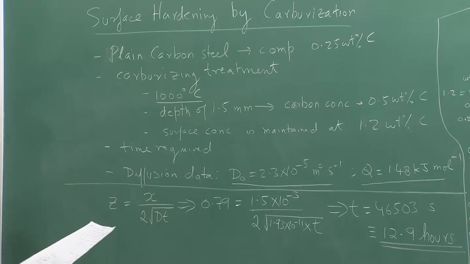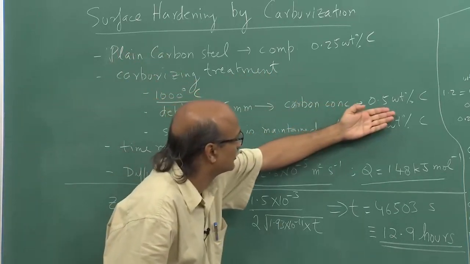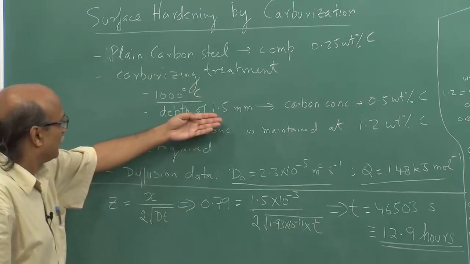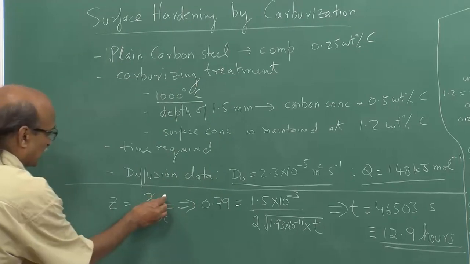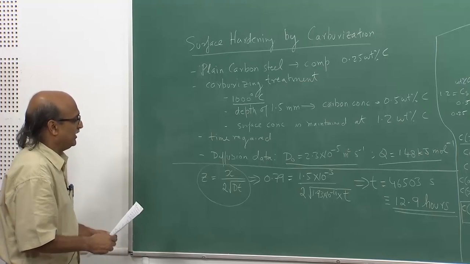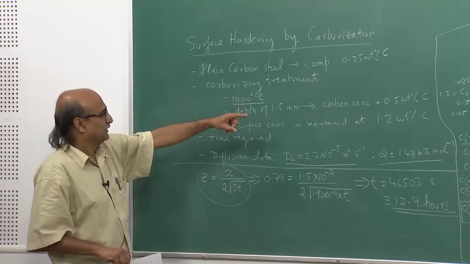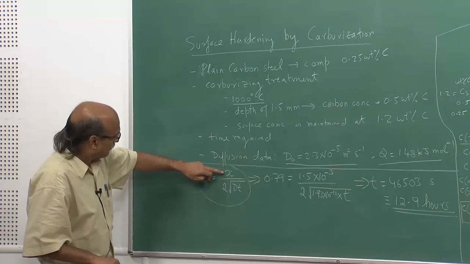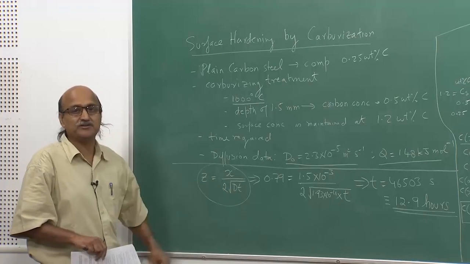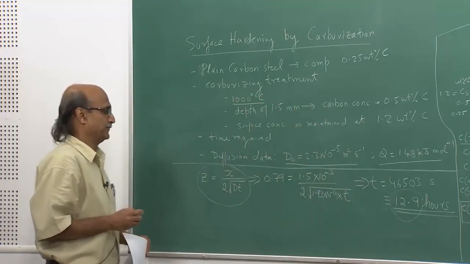Now suppose I wanted to get the same concentration of 0.58%, not at a depth of 1.5 mm, but at double the depth, at 3 millimeters. If I double the depth, how much time would it require? Well, I just have to look at this. If I double the depth, that means x becomes 3, and in order to get the same concentration of 0.58%, the value of z would still remain as 0.79. Hence, if I double this depth, the time will have to be increased by a factor of 4, which would mean time would become 4 times 12.9 hours.